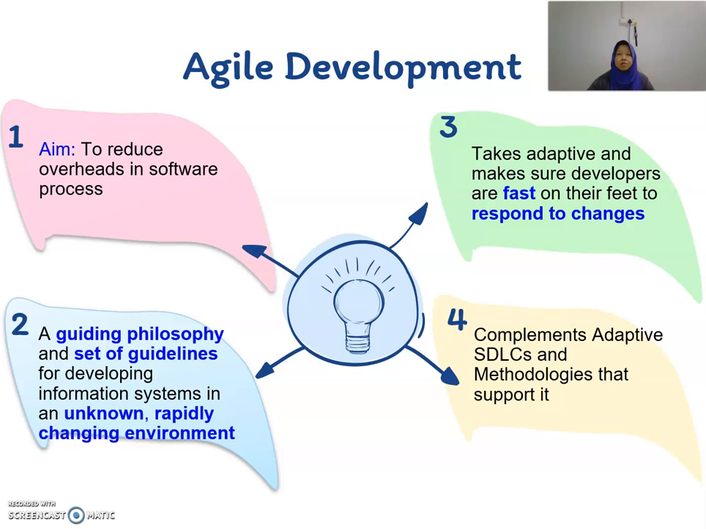So the next subtopic is regarding agile development. In agile development, the aim is to reduce overheads in the software process. It is a guiding philosophy and set of guidelines to develop information systems in an unknown, rapidly changing environment. So it is adaptive and makes sure developers are fast on their feet to respond to changes. It complements adaptive SDLCs and methodologies that support it.